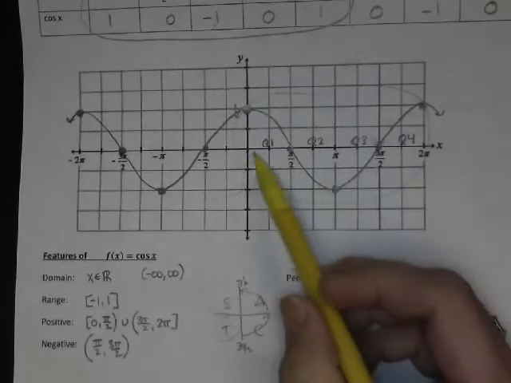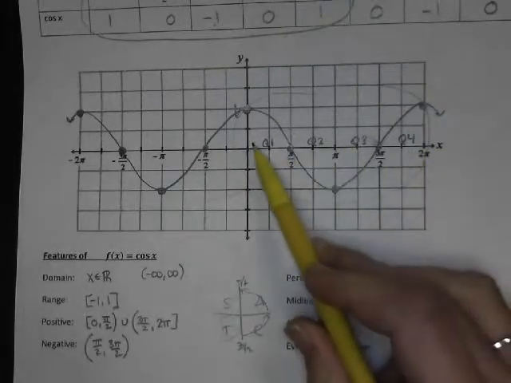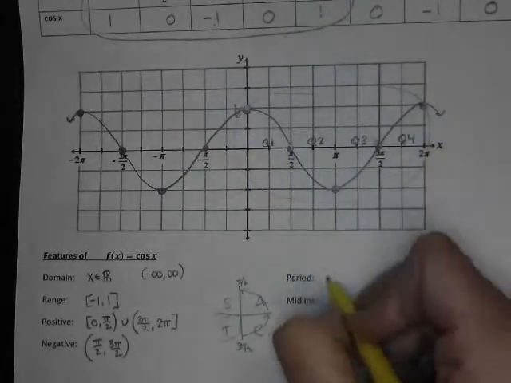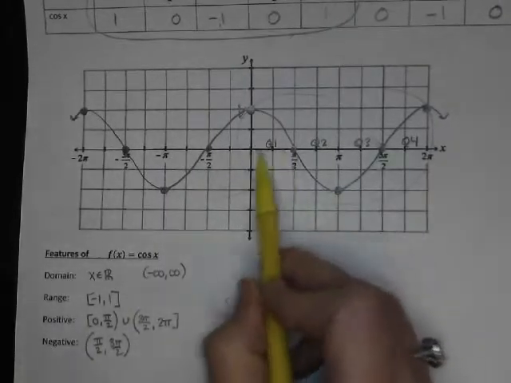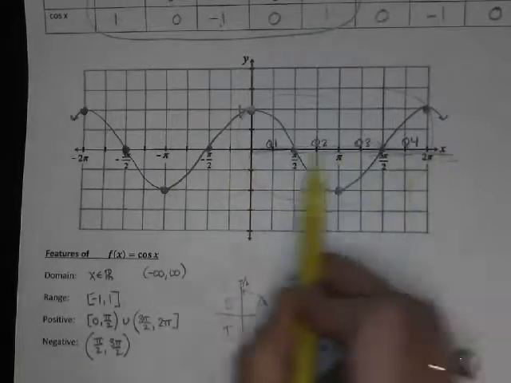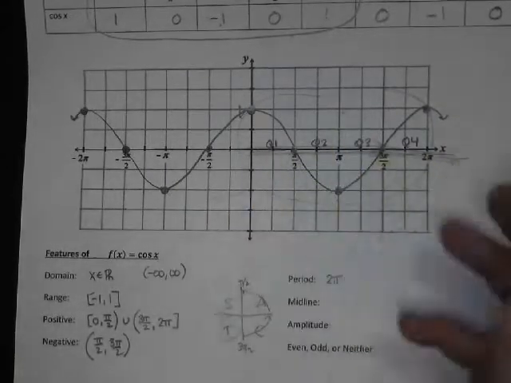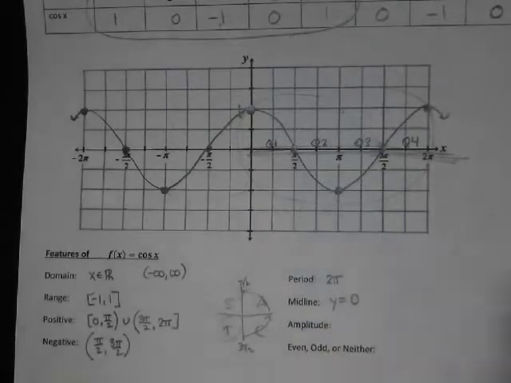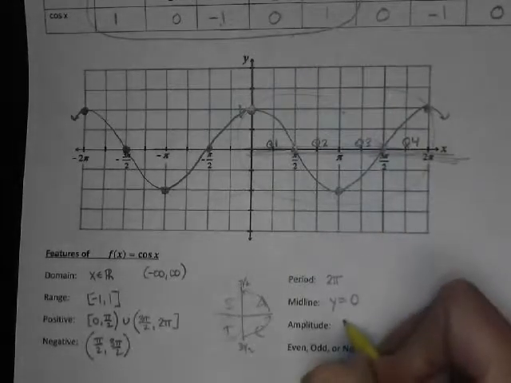Now the period we already talked about: from 0 to 2 pi, it starts at 0, the cycle ends at 2 pi, so the period is also 2 pi. The midline is also right down the middle. Okay, we have a maximum at 1 and a minimum at -1, so halfway between those is your midline, right at y equals 0. Your amplitude, at least for the parent graph, is just 1.